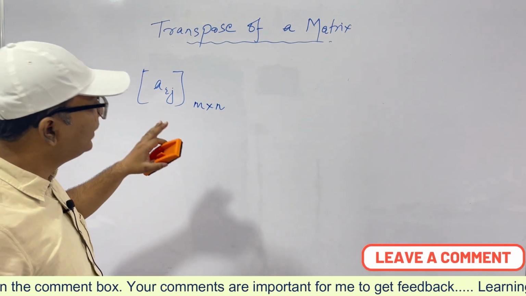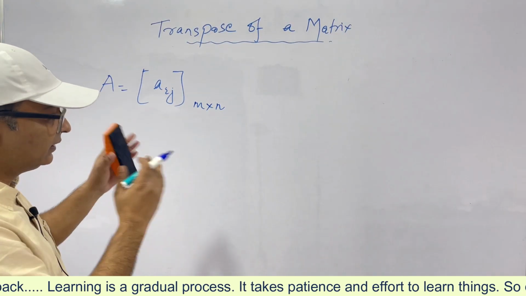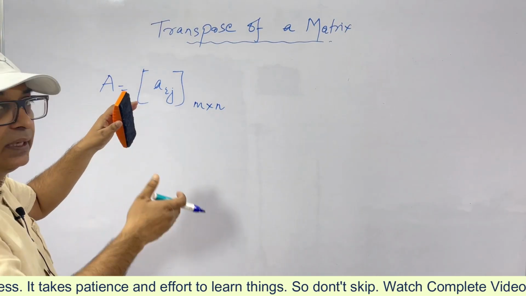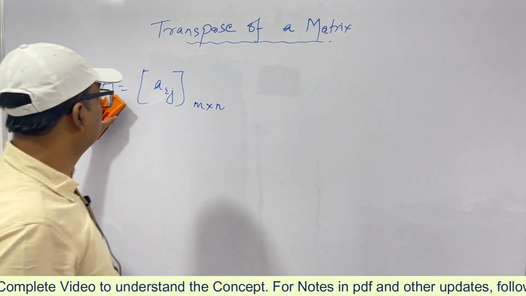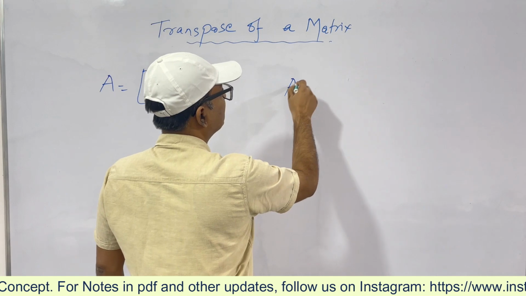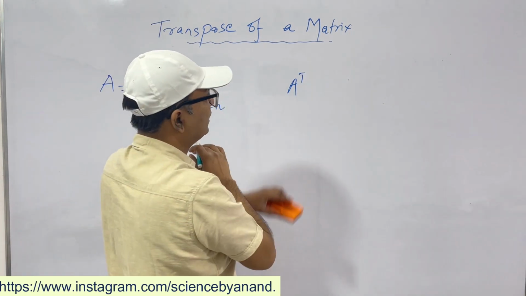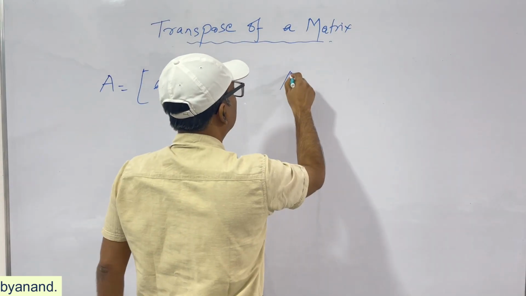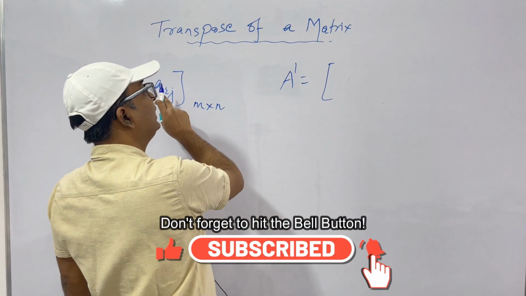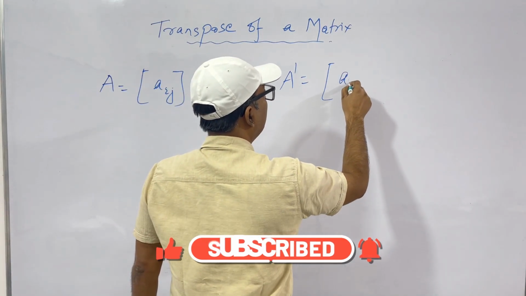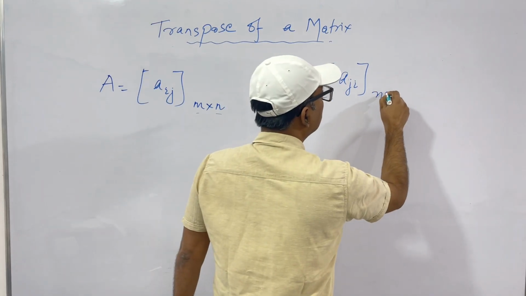Then the matrix obtained by interchanging the rows and columns, that is, rows are now columns and columns are now rows, is called the transpose of the original matrix. It is denoted like this: A dash or A to the power T. Both notations are in use, but generally you will find A dash. So this means rows and columns are interchanged. That is, Aij becomes Aji, and so this M cross N becomes N cross M.